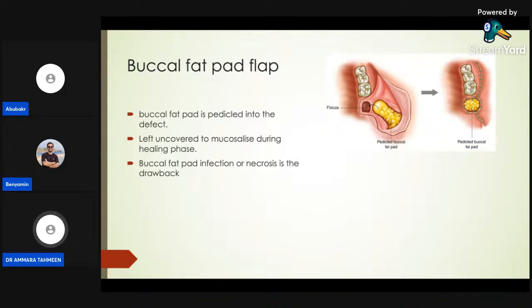Once you identify this buccal fat pad, you have to use blunt dissecting scissors or mosquito forceps to dissect and pull the buccal fat pad out. As you can see, the buccal fat pad protrudes as you go on dissecting, coming out through this opening. Once you have dissected the buccal fat pad, you push it into the defect, and as you push it into the defect, you secure it with sutures.